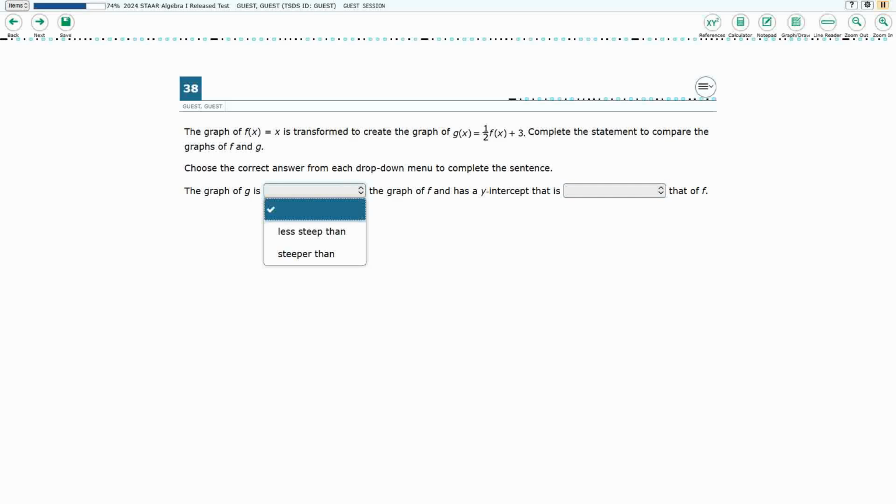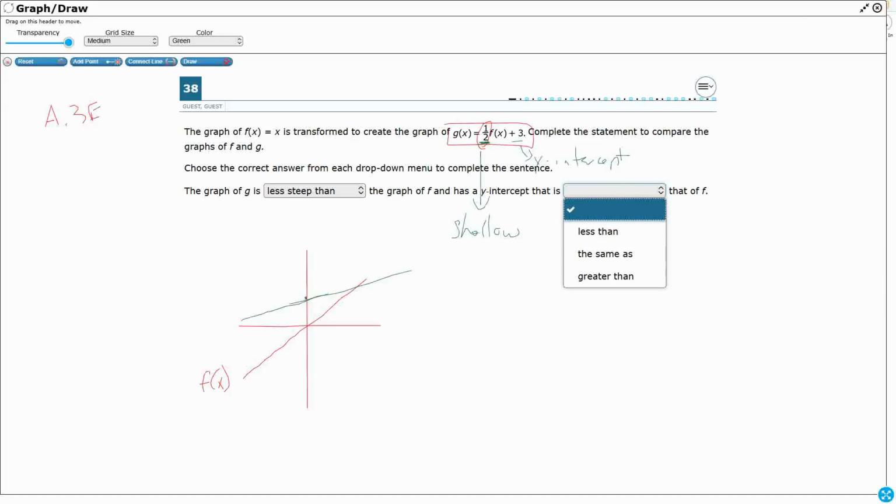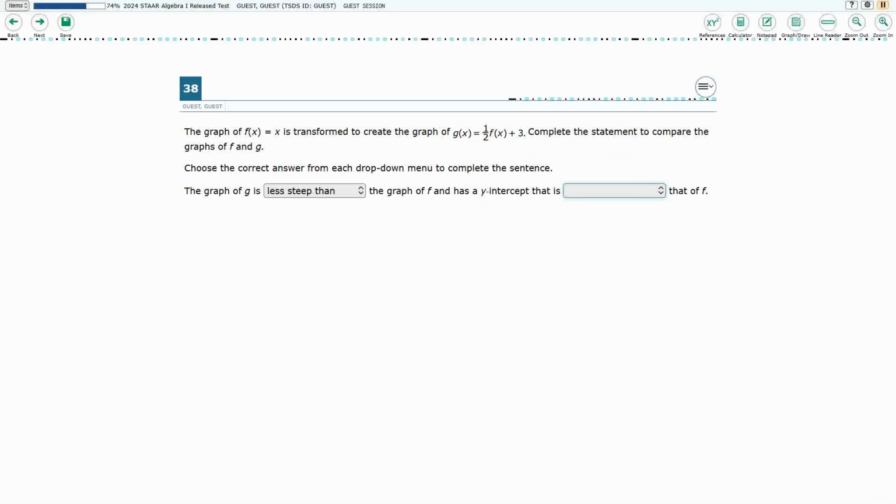So the graph of G, that newer one, is less steep, and the y-intercept is at 3, but we just need to say, is it less than, greater than, or the same as that of f? F has a y-intercept at 0, goes to the origin, so it's going to be greater than. And so that is going to be our answer. 2-point problem of less steep than and greater than.